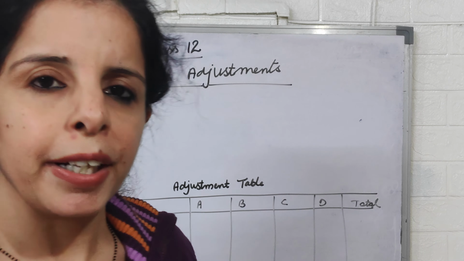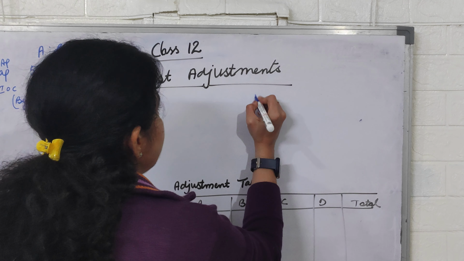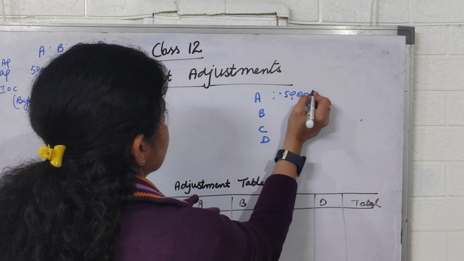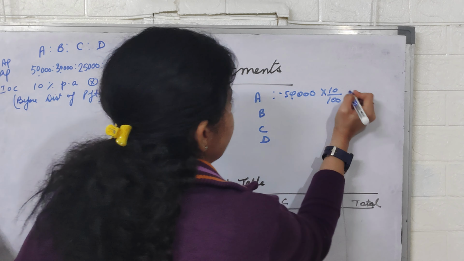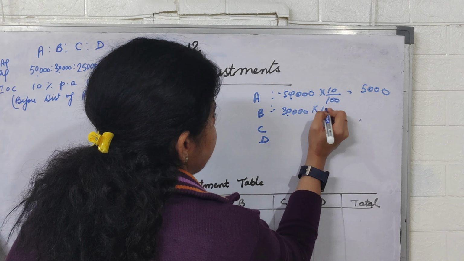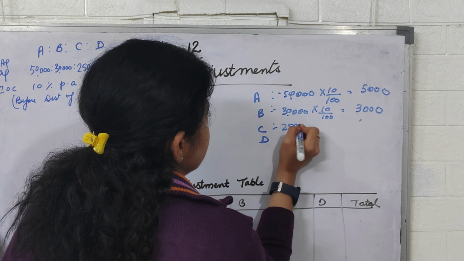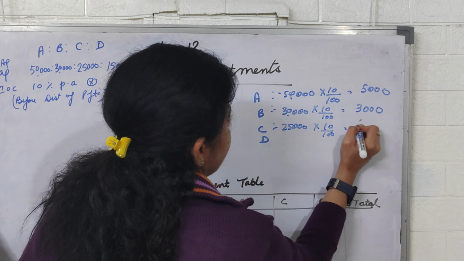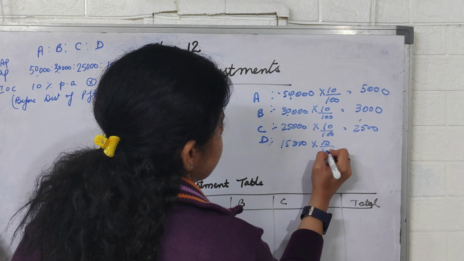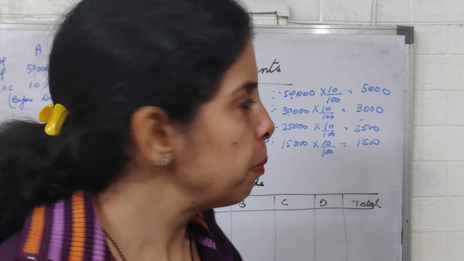So first of all, we are going to find out the interest on capital which was omitted to be paid to the partners. So A, B, C, D. A's capital is 50,000. So 10% of 50,000 for 12 months is 5,000. B's capital is 30,000. 10% of this for 12 months is 3,000. C's capital is 25,000. 10% of this is 2,500. And D's capital is 15,000. 10% of this for the whole year is 1,500. So this is the interest on capital which was supposed to be paid to the partners.